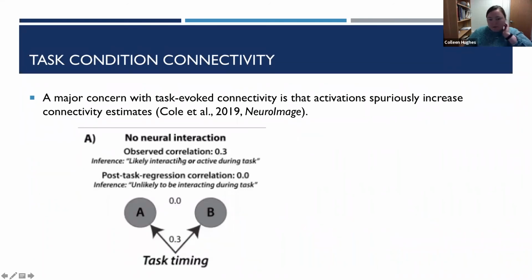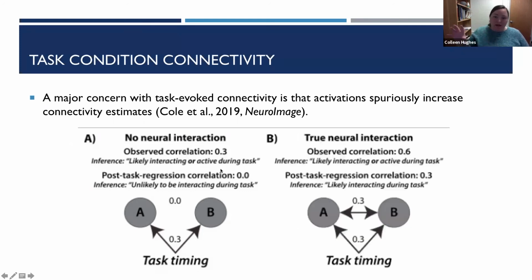And I like this really recent paper from Cole, and how he and his group described this. They found that activations spuriously inflate correlation estimates. So your inference here is maybe they're not talking to each other, but the correlation is higher just because of the task timing. So really all you can conclude if you don't regress out task events is they're either interacting or they're both just active during task. Whereas if you do a task event regression, then you can say that they're likely interacting during the task or they aren't.